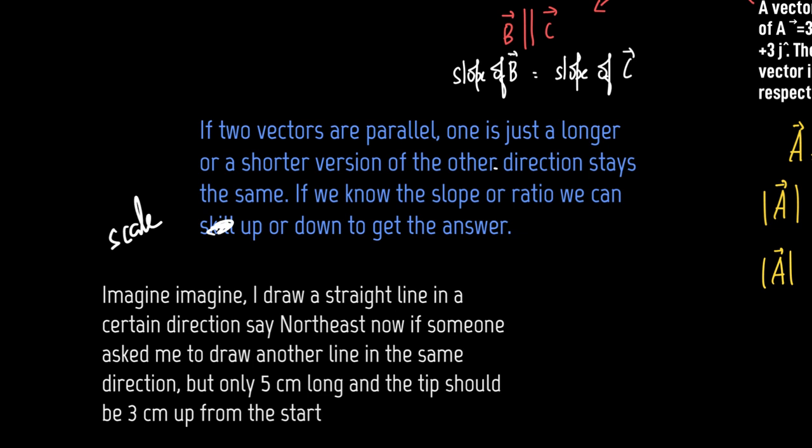Imagine I draw a straight line in a certain direction, say northeast. Now, if someone asked me to draw another line in the same direction, but only 5 centimeter long, and the tip should be 3 centimeter from the start. This is what it practically means when we say a vector is parallel to another.